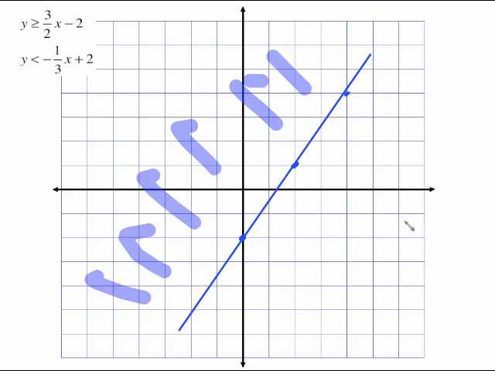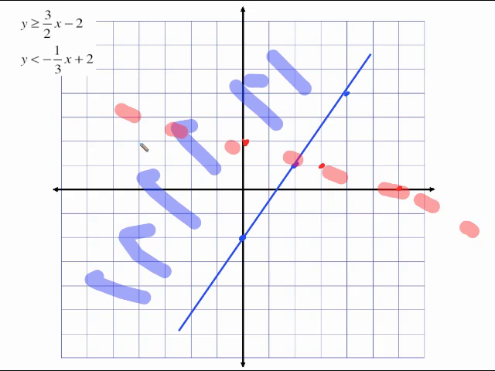The other line has a y-intercept of positive 2, a slope of negative 1/3, down 1 to the right 3, down 1 to the right 3. It is a dotted line, so my line is going to look kind of like this. This looks kind of sloppy, but it'll look nicer on the next screen.